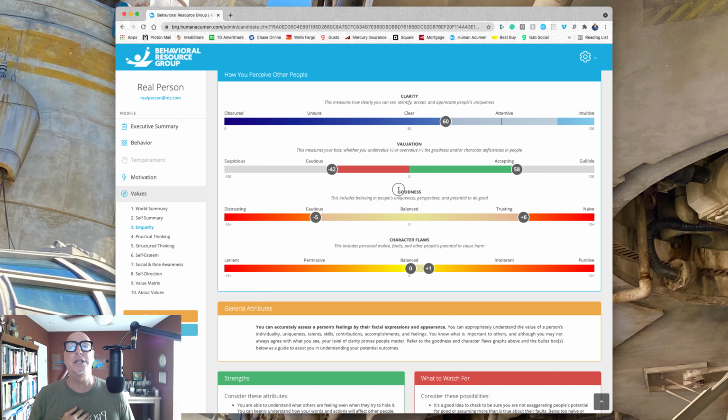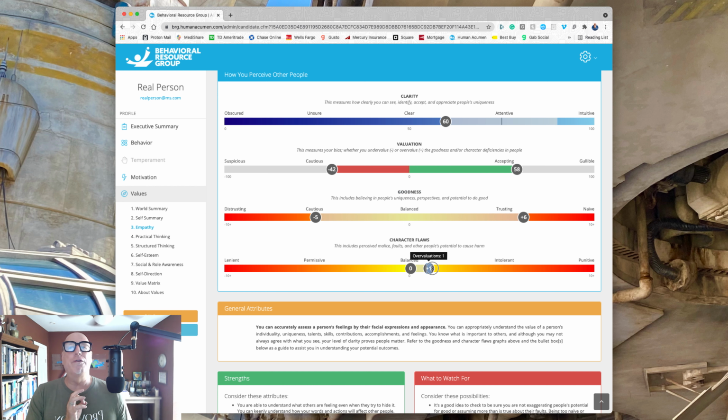This is about people's goodness, okay? So believing in people's uniqueness, their perspectives, and their potential to do good. Okay, a little bit overly trusting here. But minus five, cautious. This is distrusting of the goodness because we're measuring goodness in other people. So to the degree that they trust certain people's goodness is almost to the same degree they distrust goodness in certain people. So this is what we call preset. They have a standard, a concept in their minds of what good looks like. And if you don't fall into that pattern, you're out. It's just that simple. Character flaws, perceived malice, faults, potential to cause harm.